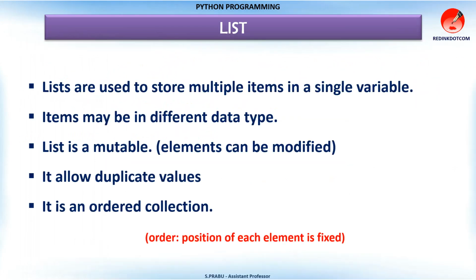These are the features of the list. We know these 2 points: a list can store multiple items in a single variable, and it may be of different data types. And the third point is that a list is mutable. Mutable means the elements present in the list can be changed after it is created. For mutable objects, you can modify their content, for example, add, remove or update the elements. The list elements may contain duplicate values. In a list, the position of each element is fixed, so it is an ordered collection.